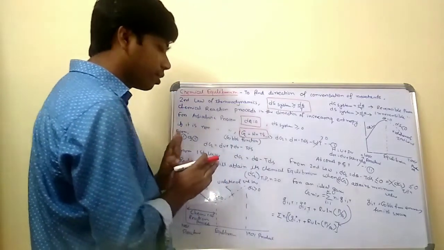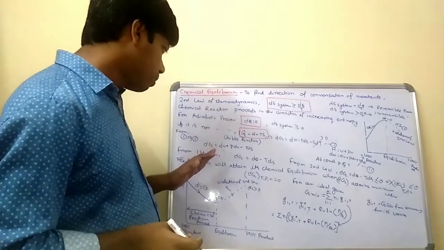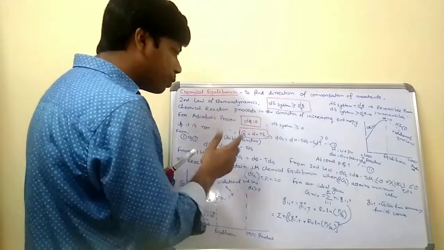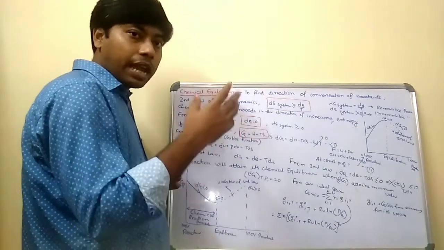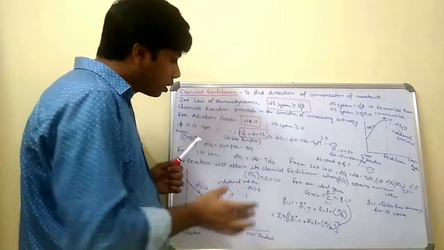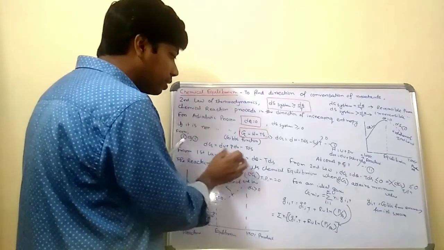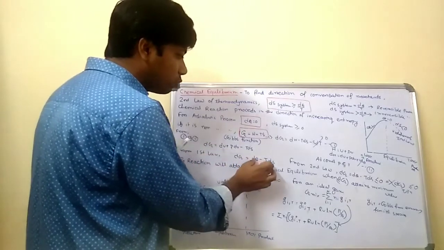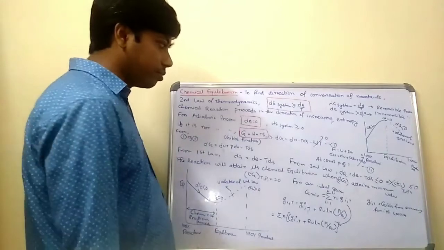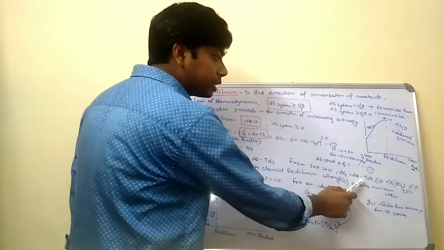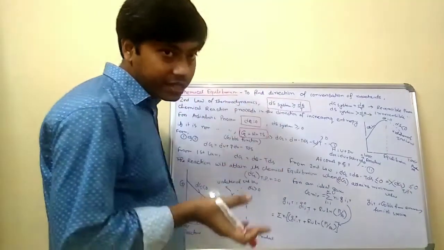Now, from the first law of thermodynamics, dq is equal to dU plus dW, and dq is equal to dU plus PdV. So in terms of dU plus PdV, you can write dq. So dG will be written, from the first law of thermodynamics, as dq minus TdS. And from the second law of thermodynamics, you know that dG is equal to dq minus TdS, which is less than or equal to 0 at constant pressure and temperature.